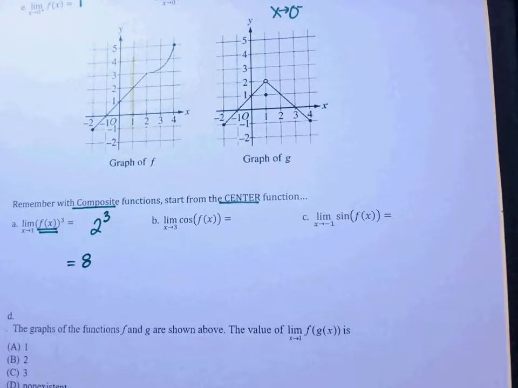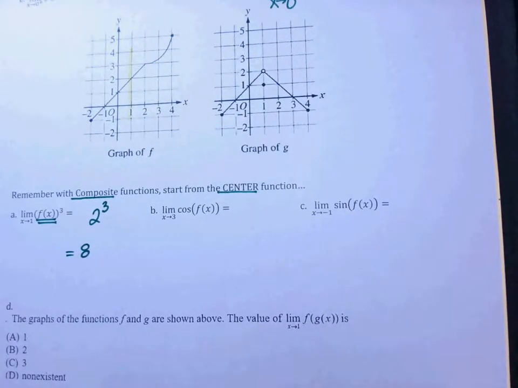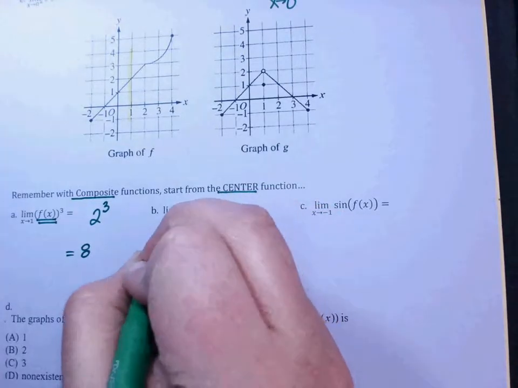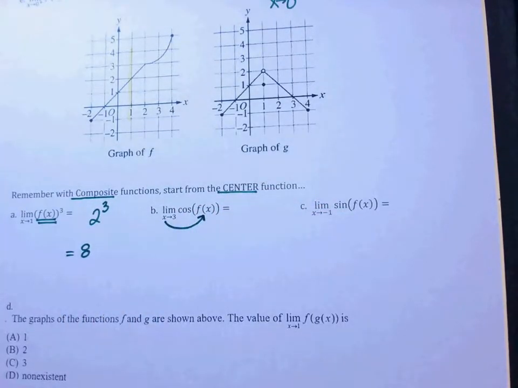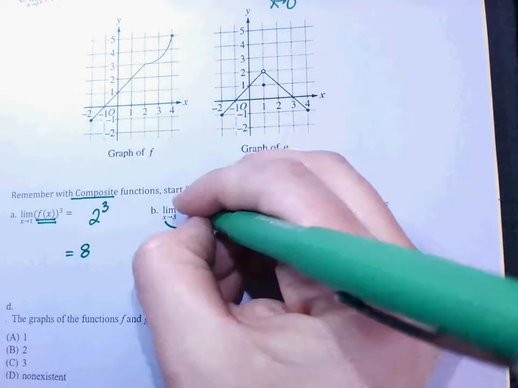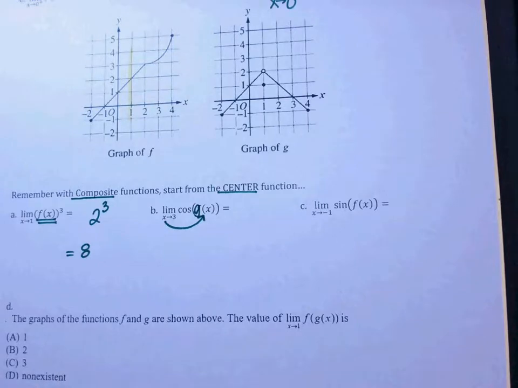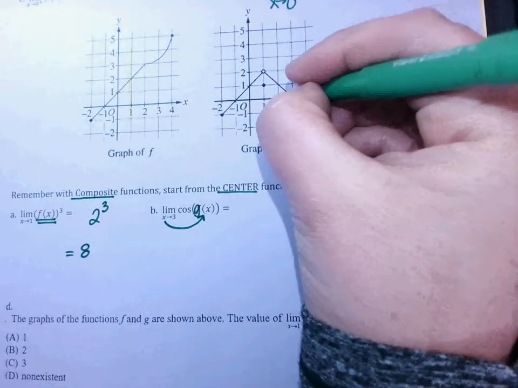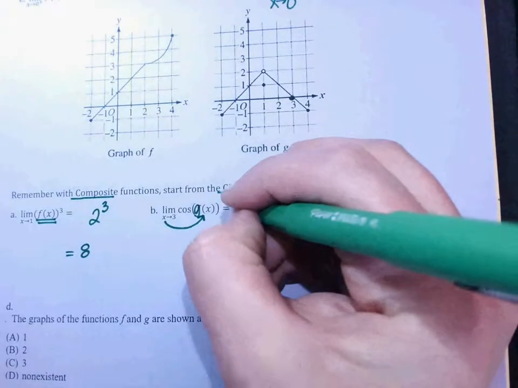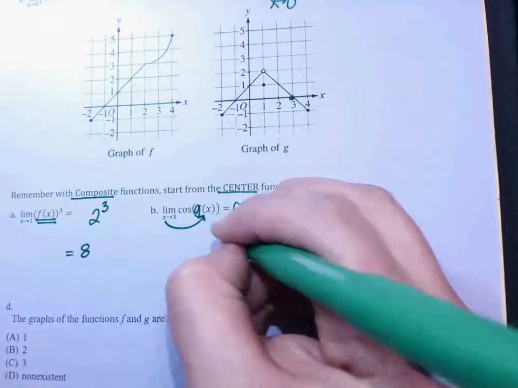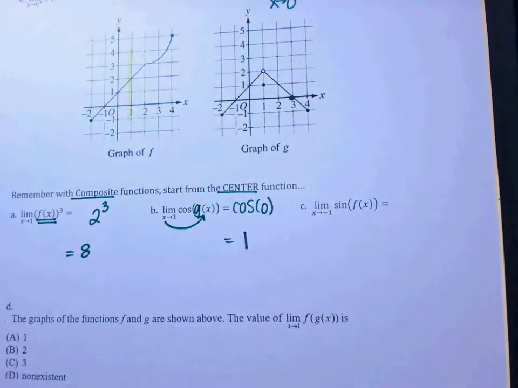Okay. Alright, go to letter B. I'm taking my x approaching 3, I'm going to apply it to f of x. Make it g so that it works out better. Pretend that's a g of x. Okay, g of x, as I approach 3, what's my y value? 0. And then I would take my 0 and I would find the cosine of 0, which is 1.